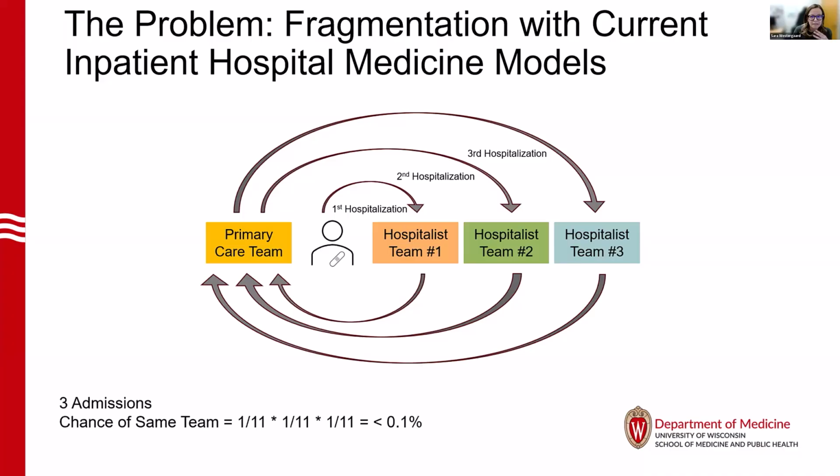Just to put this into numbers: for someone who has 3 hospitalizations with our model where we have 11 different teams, there's a 1 in 11 chance that they're going to get readmitted to that same team. If we multiply that over the 3 hospitalizations, the chance of them getting readmitted to the same team is less than 1%. When we take into consideration all of the different providers that a patient could see, it's a very minimal chance that they're going to see the same person on a subsequent hospitalization.